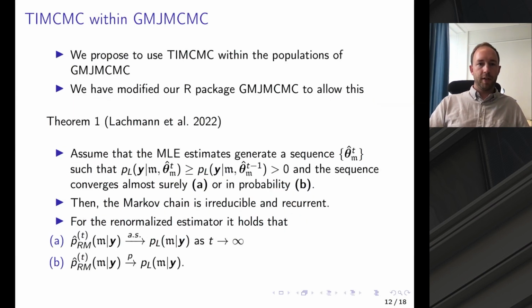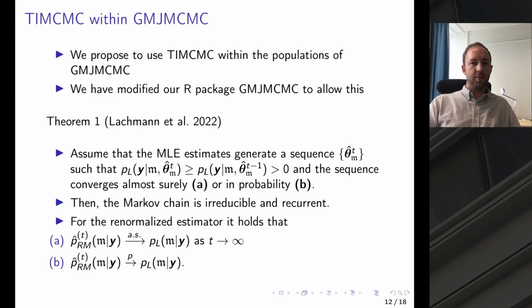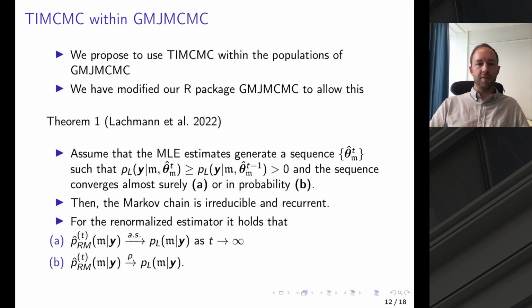So what we propose here is to use TI MCMC within the populations of GMJ MCMC in place of regular MCMC. We built an R package for GMJ MCMC during the previous research, and we have modified that to allow this.